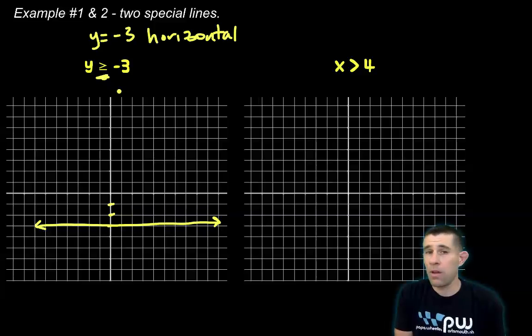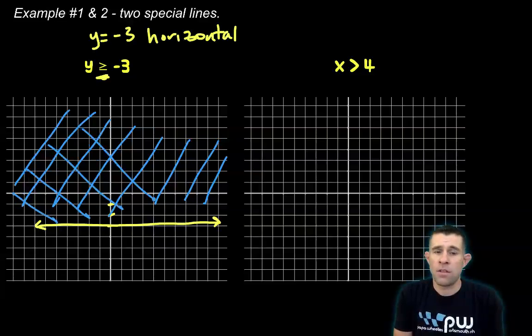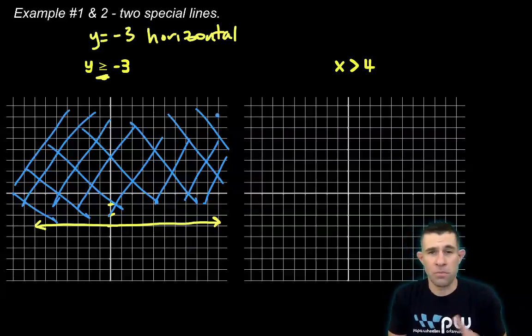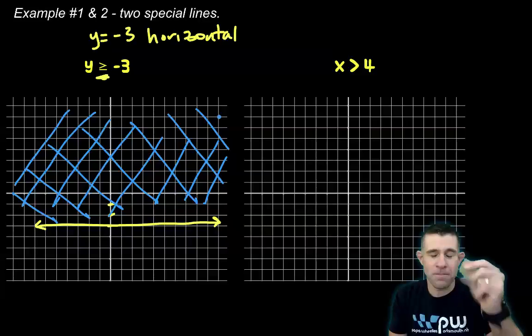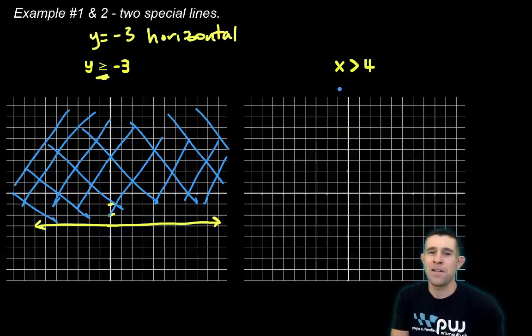Now we want all the y's that are greater than it, so we are going to shade this half plane that appears above because this indicates all of our y's that are greater than or equal to our line. So this is known as our feasible region, or our half plane in which our solutions exist. Whew, that was a tongue twister. All right, let's take a look at the next one.